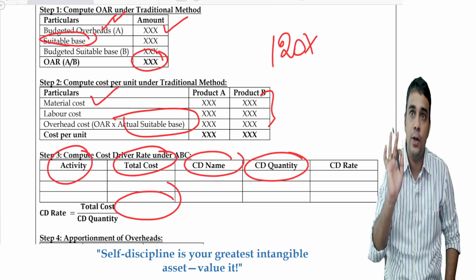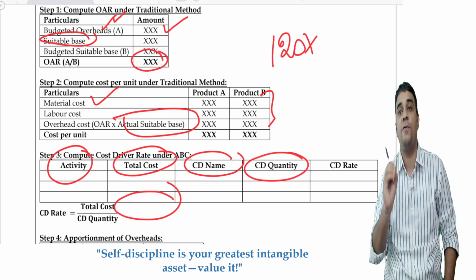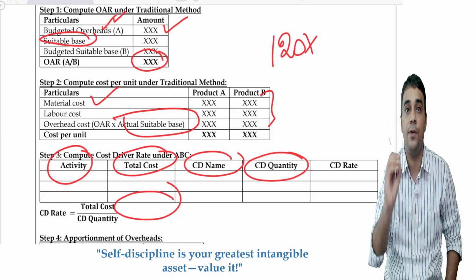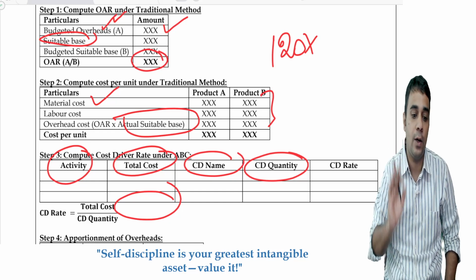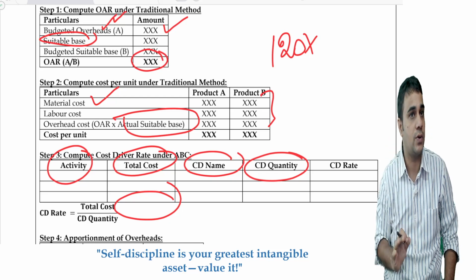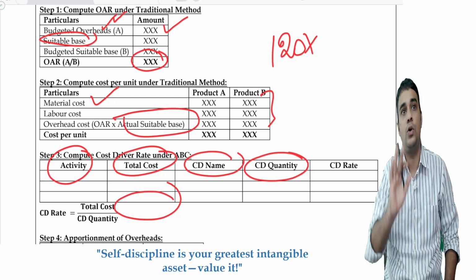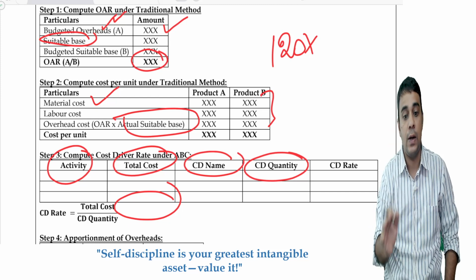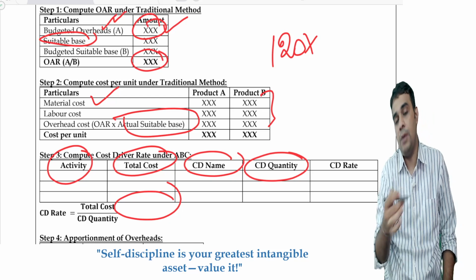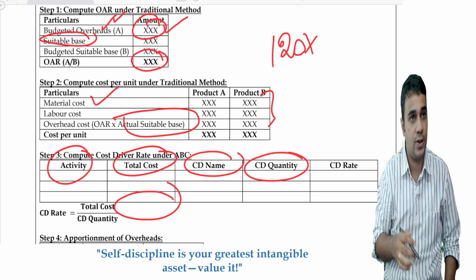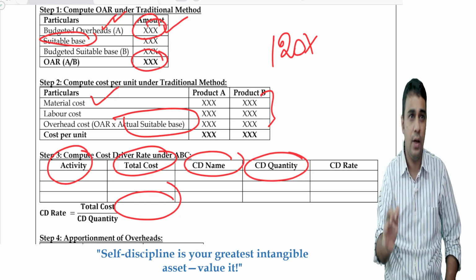So here you have to find out the various activities. Could be 5 activities, 10 activities, 15 activities, 20 activities. Mostly 4, 5 we will see in questions. Once you find out the activity, write the total cost of that activity. The total of the total cost will be the budgeted overhead. Some questions will give you the budgeted overhead, and from there you will get the total cost. In some questions you will have the total cost, and you will copy that as budgeted overhead. Whichever way, depending on the question, you get this.